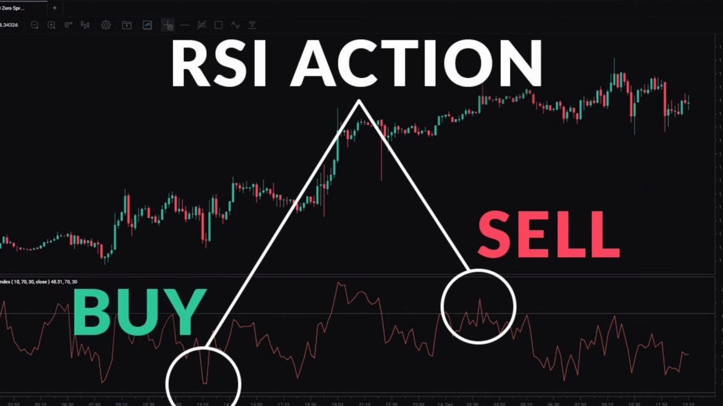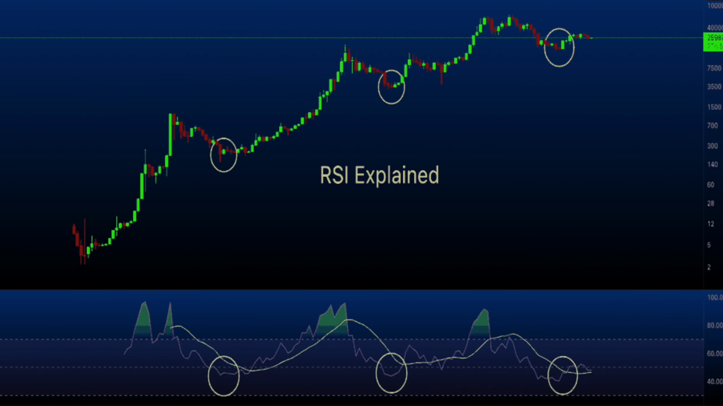Setup. Use the default 14-period setting. Look for the RSI to move from oversold, below 30, back above 30 to confirm a buy, or from overbought, above 70, back below 70 to confirm a sell.